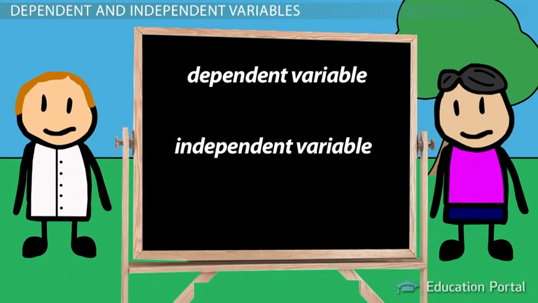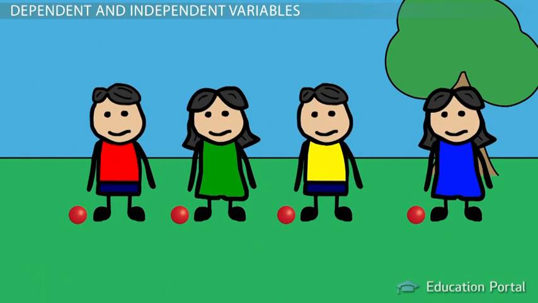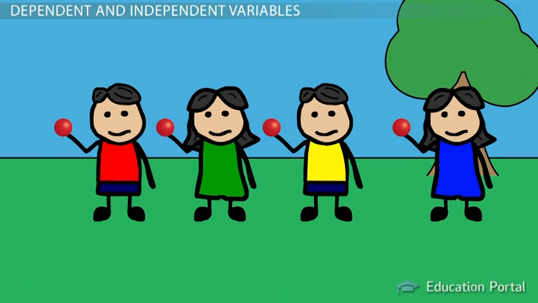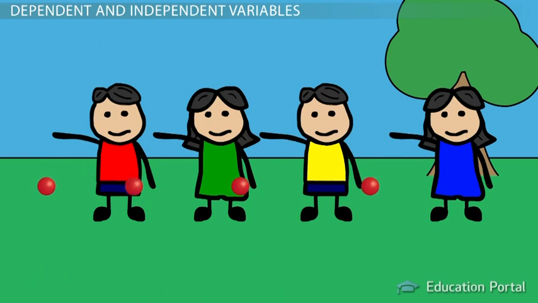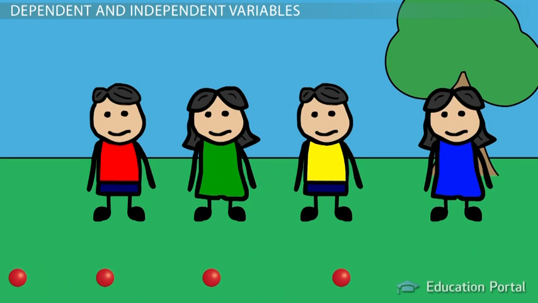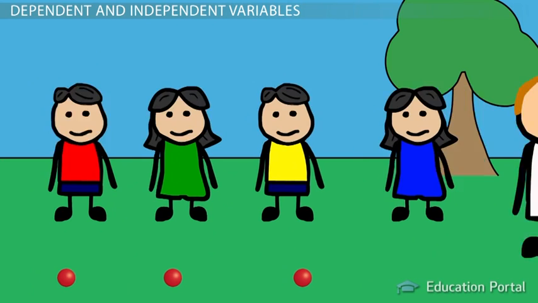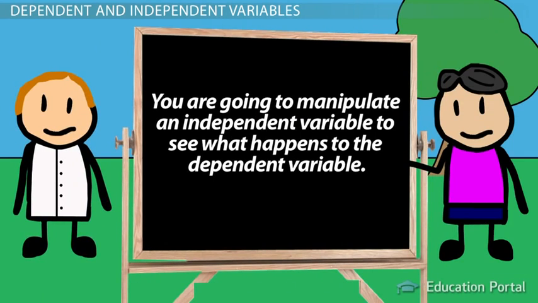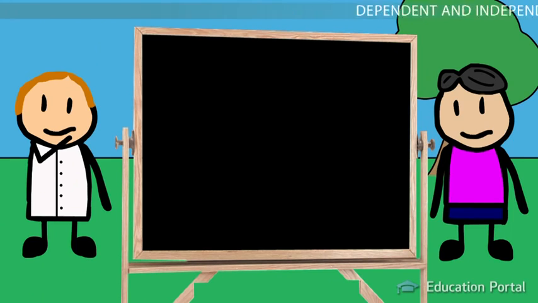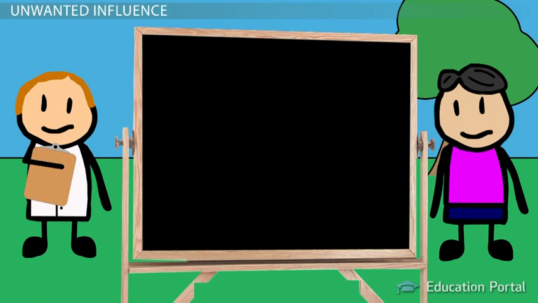The dependent variable is believed to be dependent on the independent variable. Your experiment's dependent variable is the ball throwing, which will hopefully change due to the independent variable. So now our scientific sentence is, you are going to manipulate an independent variable to see what happens to the dependent variable.